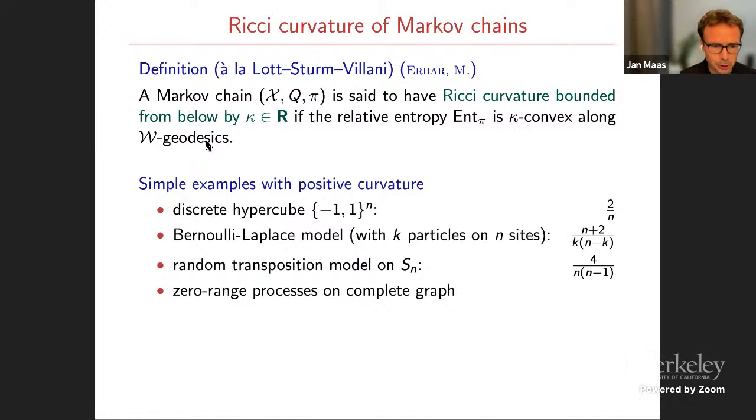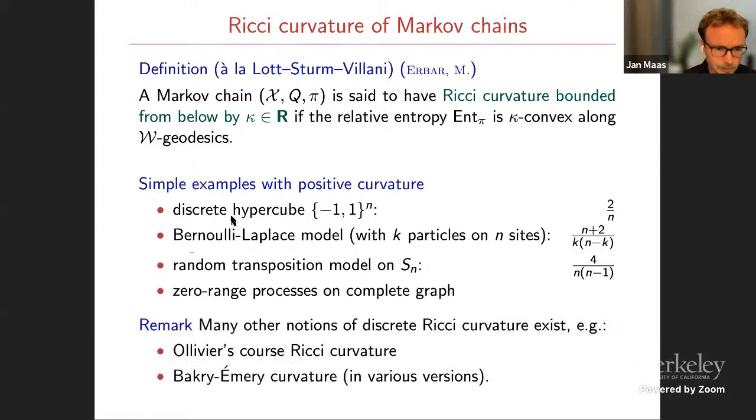Okay, so here's just a list of examples to show you that you can actually compute this in a bunch of cases. In particular for the discrete hypercube, it behaves well with respect to the dimension. It has the natural tensorization property, and also for some simple models of interacting particle systems, you can actually compute this Ricci curvature.